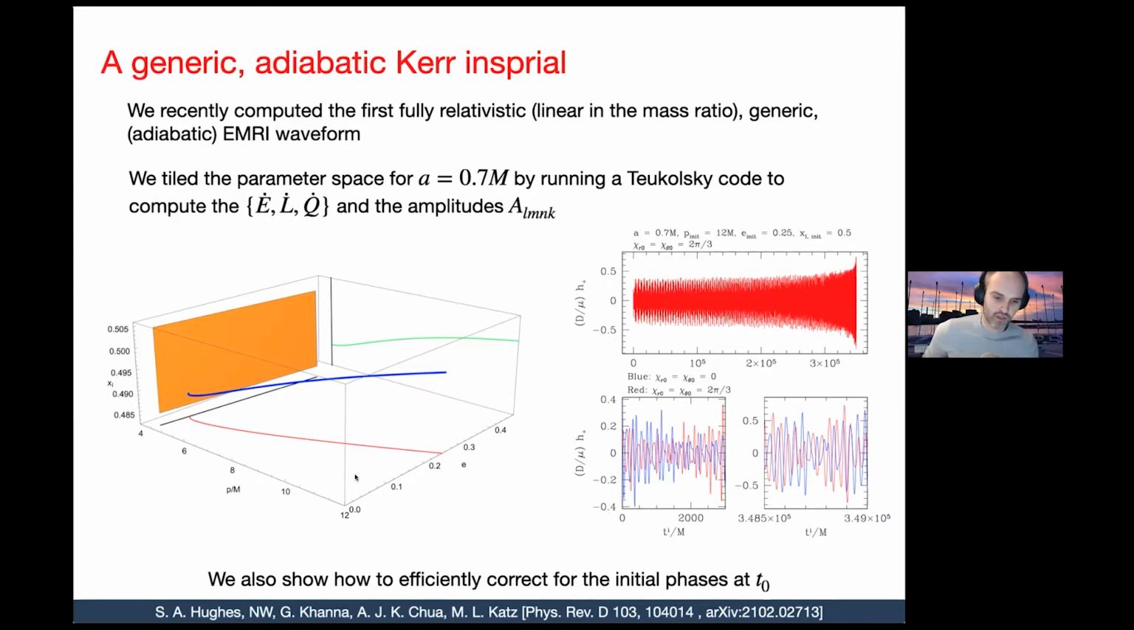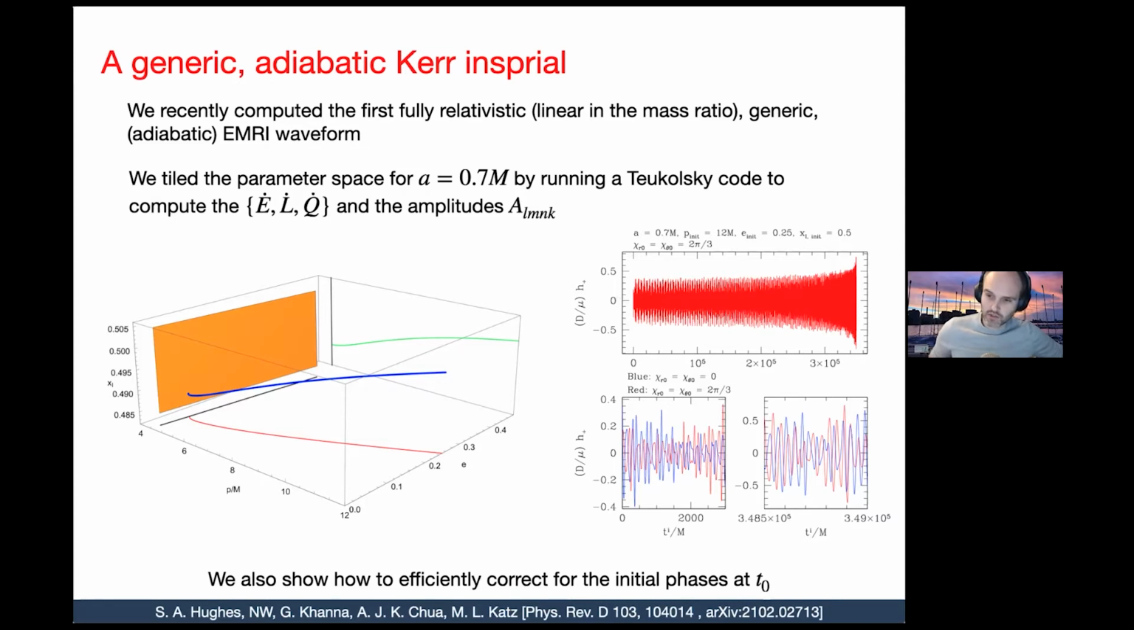So this is the eccentricity. P is the semilatus rectum, which is a measure of the distance of separation of the two bodies. And this X here is a measure of the inclination. It's the cosine of the inclination angle theta. You can see it evolving through the 3D space until it reaches this plane, which is the separatrix, which divides bound and plunging orbits. And then these other curves are just the projections onto the different planes.